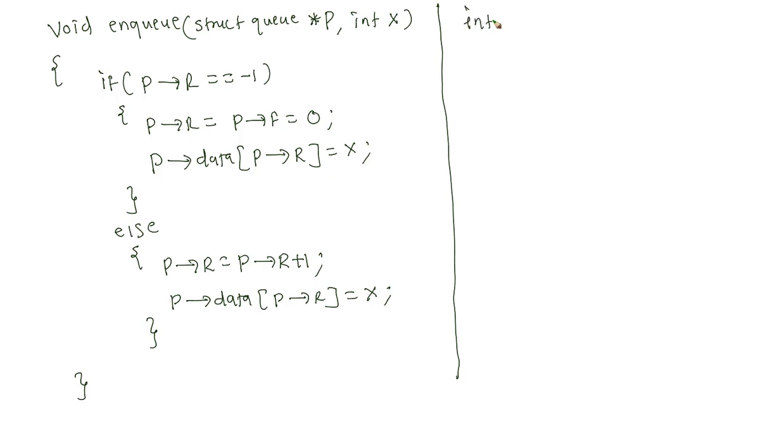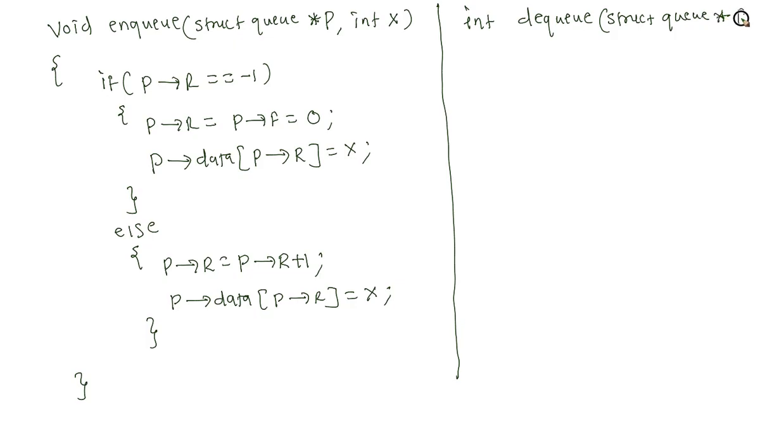That is the enqueue operation. Now let's see the dequeue operation. Int dequeue. The return type is int here because we are removing an element from the queue, and then we are going to return it to main. So we are passing the address of the queue, so I need a pointer here.